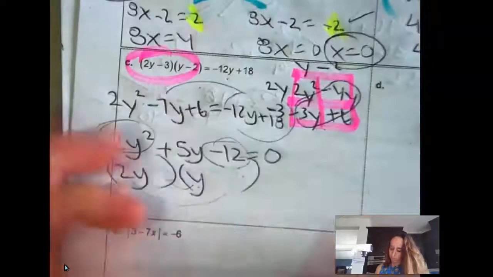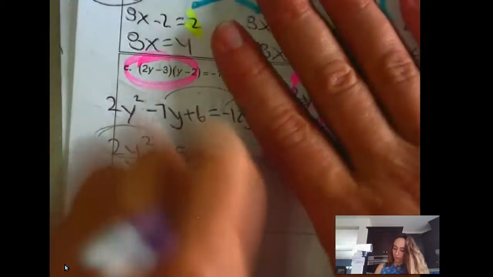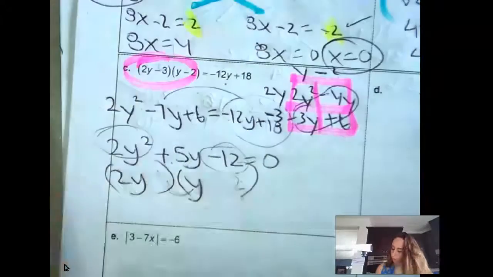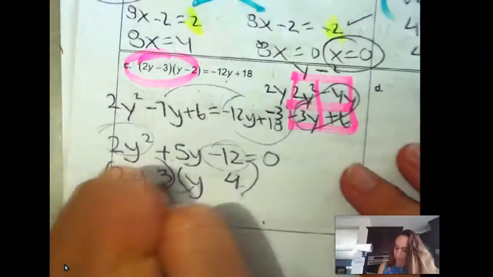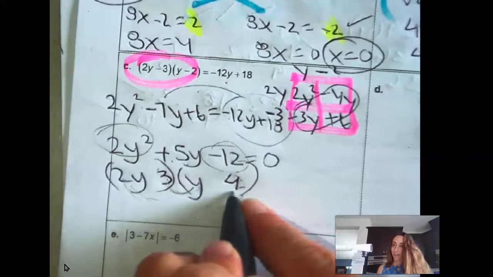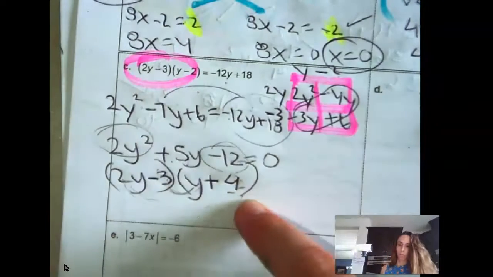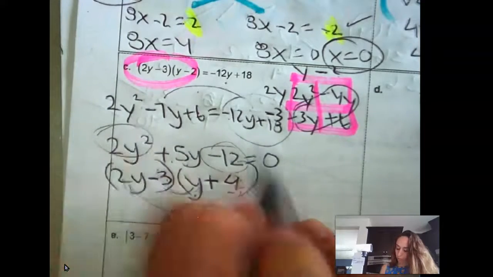So if I switch it, I get 6 and 4. That's not going to give me 5. But what if I put a 4 here and a 3 here? That would be 3 and 8. 8 minus 3 is 5. So if this was positive and this was negative, it would work, because 8 minus 3 is 5.